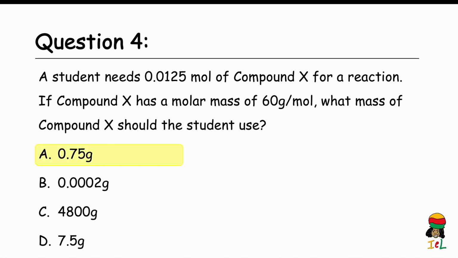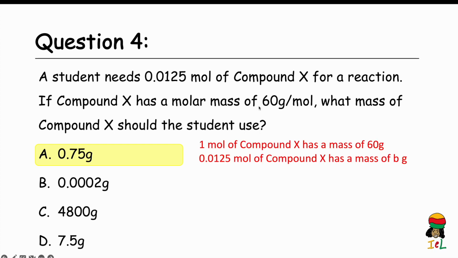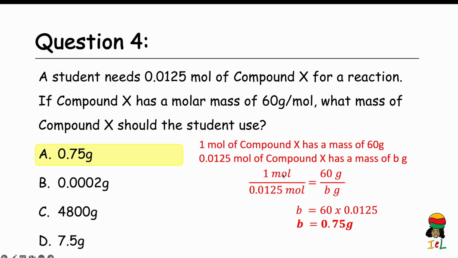The answer is A, 0.75 grams. So let us look at our proportion statements. We have the molar mass of compound X to be 60 grams per mole. So 1 mole of compound X has a mass of 60 grams. For the second statement, we have the moles of compound X, which is 0.0125, and we need to find out the mass of compound X that contains that amount of moles. So we call the mass B grams because it is unknown. So we set up our ratios. We cross multiply on the diagonals. B times 1 would be B is equal to 60 times 0.0125. And that works out to be 0.75 grams.